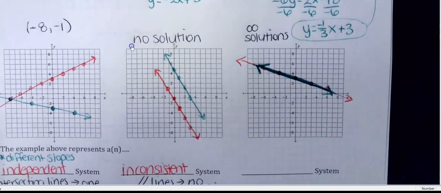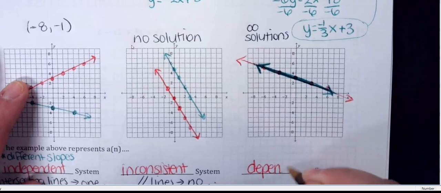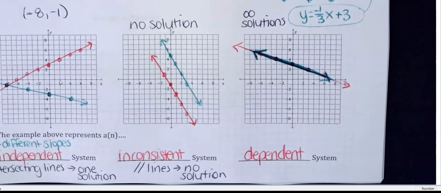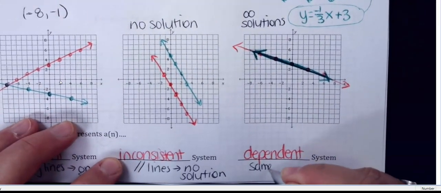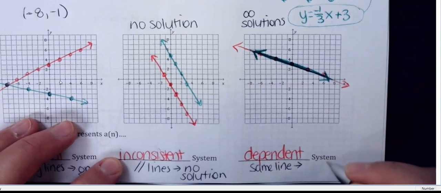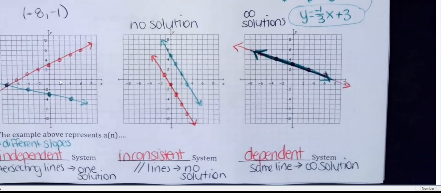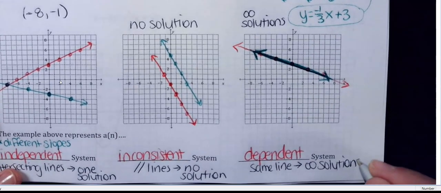Now, the name for that lovely system is called dependent. Anytime the two lines actually end up being the same, and usually when you're presented with a question like that, they're not going to be both in slope-intercept form or standard form. You'll have one of each, so you might have to do a little algebra to manipulate that. That is always a situation where the two are just the same line, and the solution there is always infinite solutions. And I can spell it, I promise. Okay, is anybody having a question?